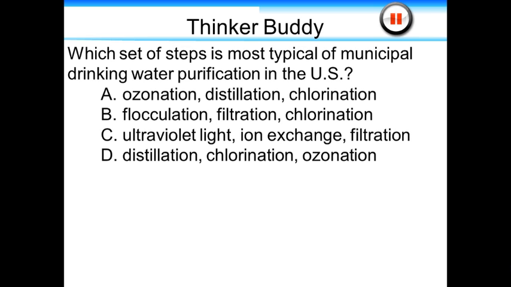Thinker buddy question. Which set of steps is most typical of municipal drinking water purification in the U.S.? A. Ozonation, distillation, chlorination. B. Flocculation, filtration, chlorination. C. Ultraviolet light, ion exchange, filtration. Or D. Distillation, chlorination, ozonation. B is correct. First you have that flocculation chamber settling out those larger particles. Then you run it through a filtration stage to remove the smaller particles. Then finally you sterilize the water with chlorine.